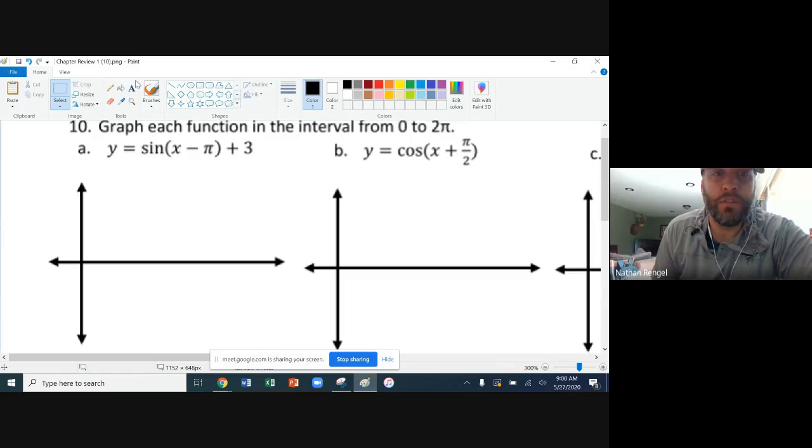So a couple things to identify. First of all, we're going to have an h value of pi, so that's going to shift it pi to the right, and we're going to have a k value of 3. So we're going to go from 0 to 2 pi, so we'll get our theta axis set up here with our normal intervals.